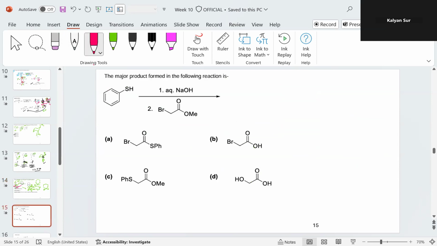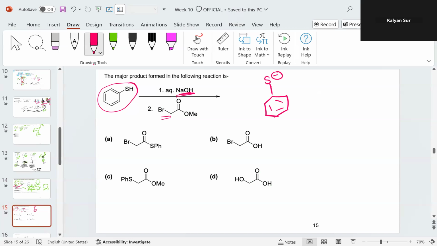The next question is on the thiophenol. So we have the thiophenol. The reagent is NaOH, 1 equivalent of NaOH. Then we have added here BrCH2C(=O)OMe. Now the question of the selectivity: on this thiophenol, when you add the base, it will give the formation of S negative.